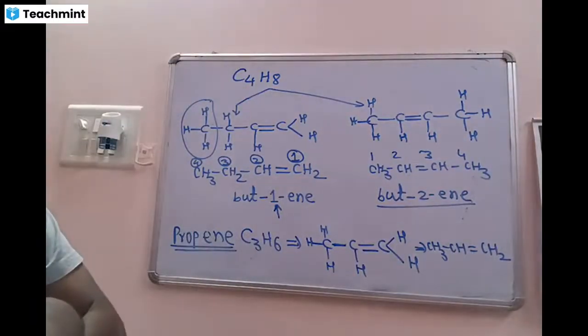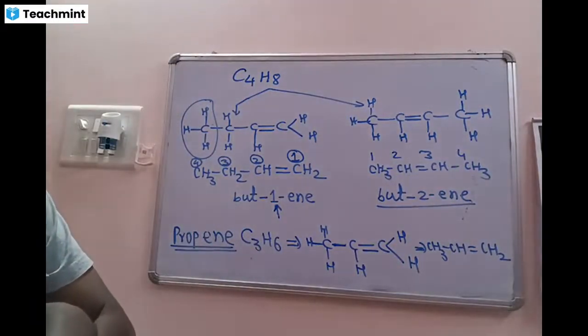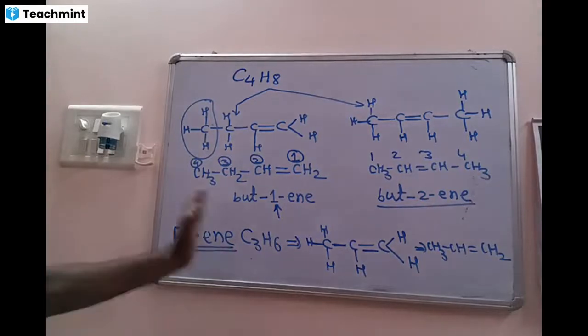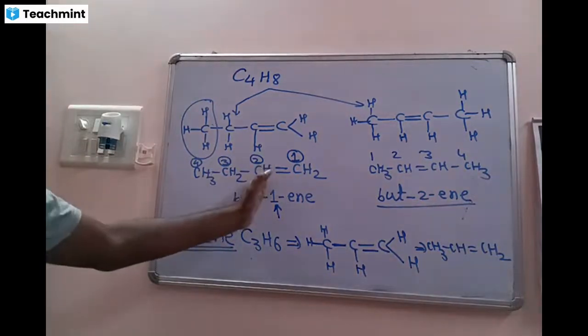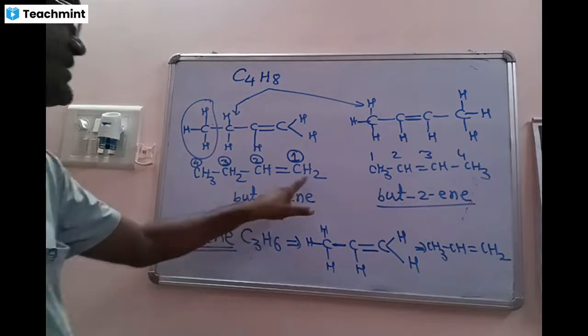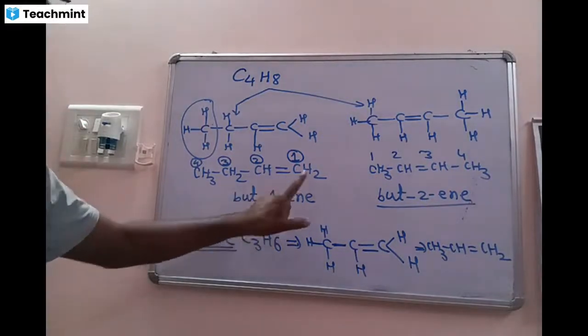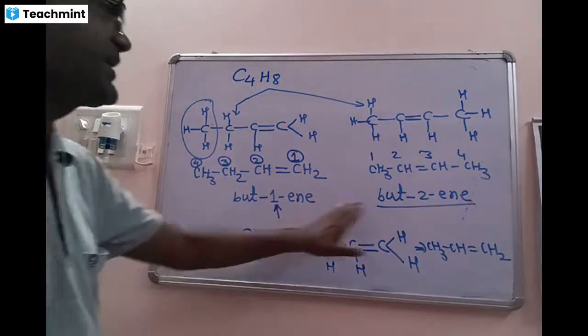Carbon carrying double bond should get the least possible number from either end. If we start from this side, you will get carbon number 3. That will not be correct. If we start from this side, this will be carbon number 1 carrying the double bond. So this is 1-butene and this is 2-butene.